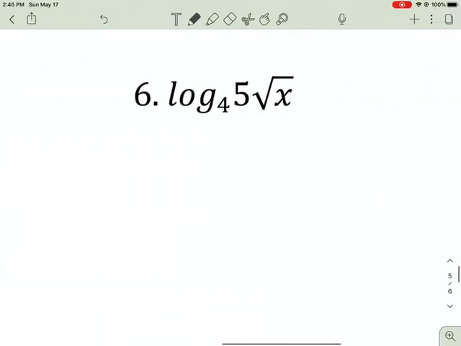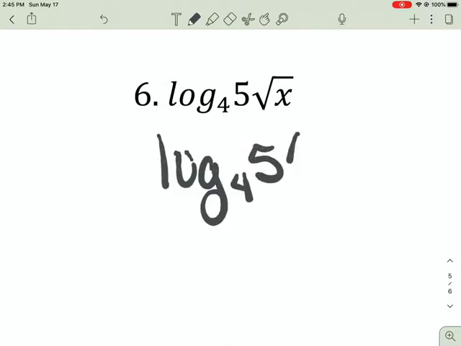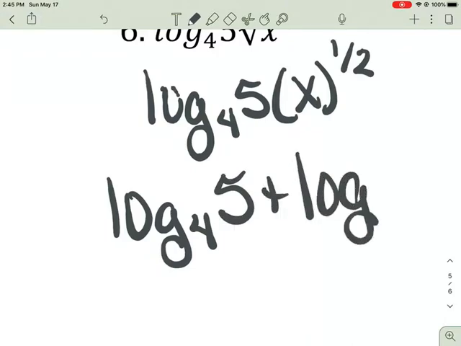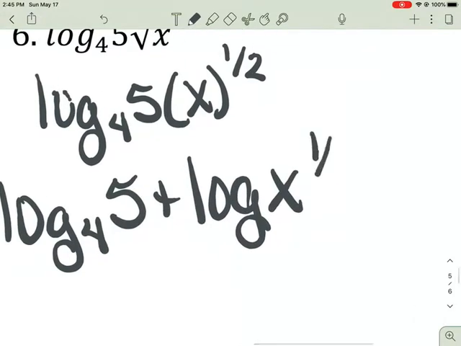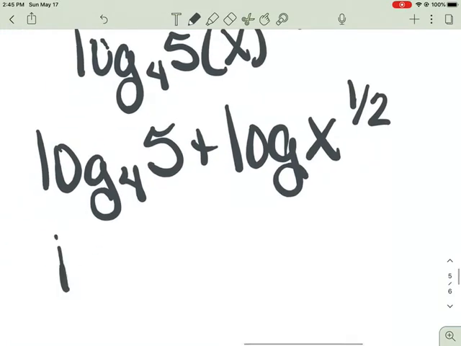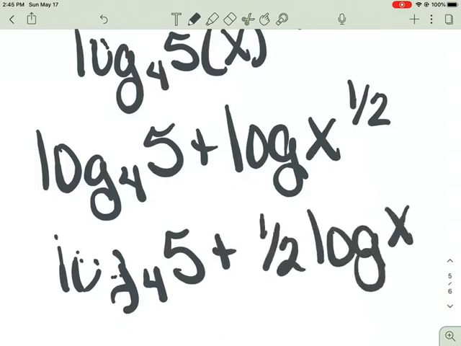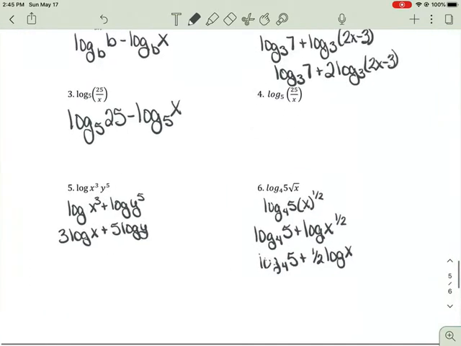Okay. All right, let's try this one. What are we going to do with square root? Well, we need to remember that a square root can be written as an exponent to the 1/2. So the 5 and the x are being multiplied. That's what I'm going to take care of first. Make that addition. Okay, and then that power is going to come down in front. All right, so that's what we're going to work on.